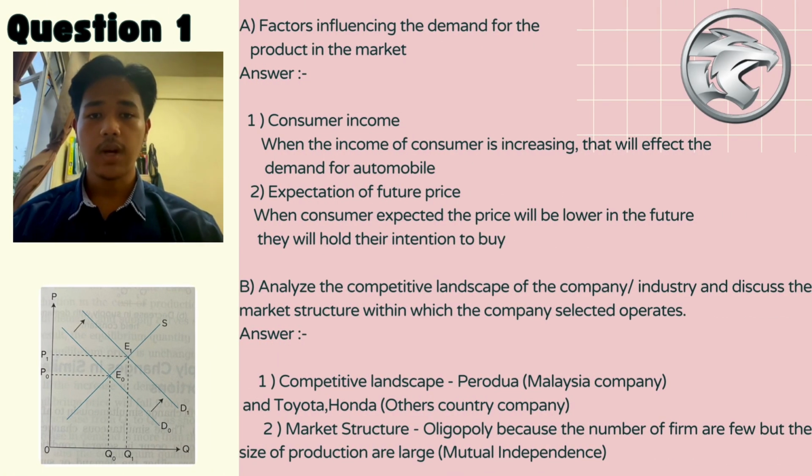We start from question 1. Using demand and supply curve analysis, explain the factors influencing the demand for the product in the market. The answer is based on the graph. Changes in demand, either a shift upward or downward, are because of the factors influencing the curve itself.